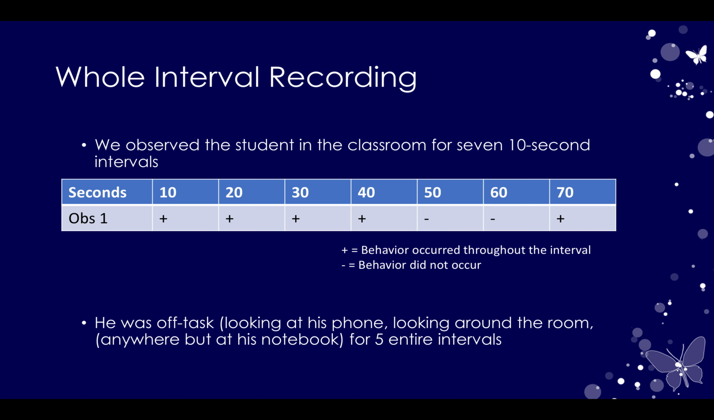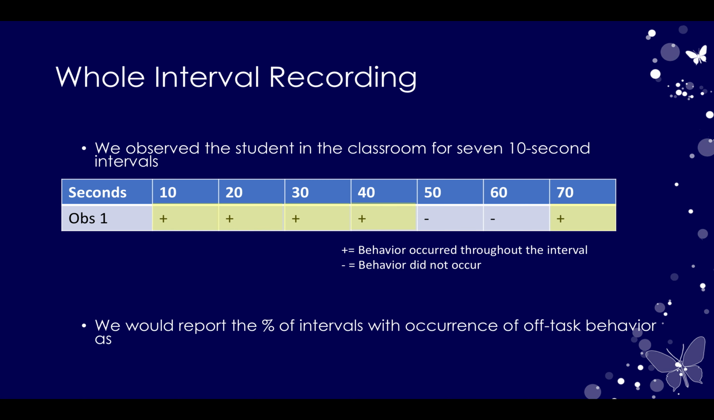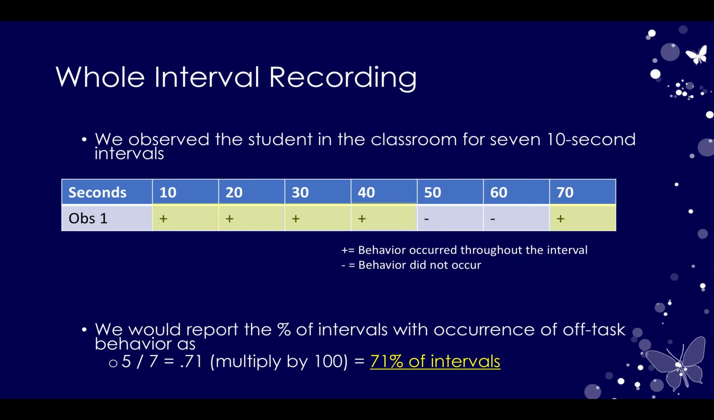Now out of the 7 intervals, we see that Bobby was off task, looking at his phone, looking around the room, looking anywhere but at his notebook for 5 of the 7 intervals. So after observing the student in the classroom for the 7 10-second intervals, we would then report the percentage of intervals with occurrence of off-task behavior as 5 out of the 7 intervals, divided 5 by 7, which comes out to 0.71, multiplied by 100, and we would record 71% of intervals with off-task behavior.